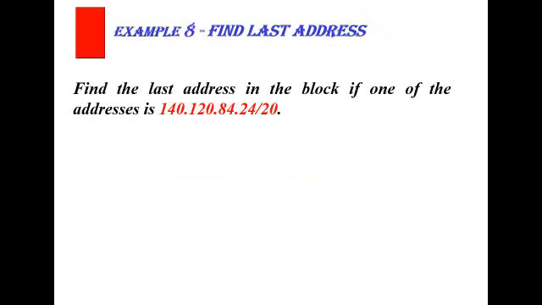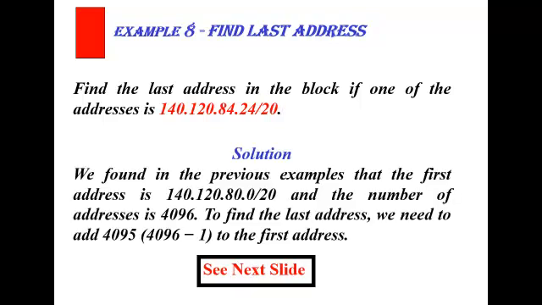So let's start with an example. In the given question, find out the last address in the block if one of the addresses is 140.120.84.24/20, and we all know this prefix length /20 is the key of this particular classless or CIDR notation addressing of IP address. So a random address is given and you have to find out the last address. So what will be the procedure for it? We can see.